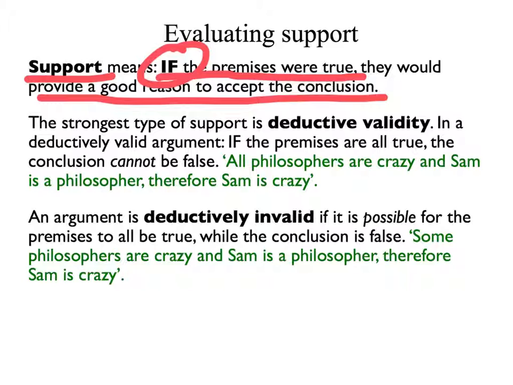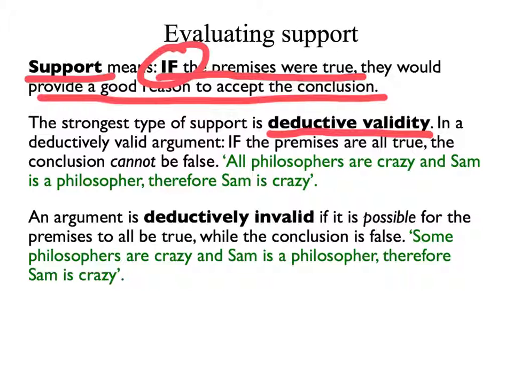Premises may or may not be true, they may or may not be acceptable, and that's why the condition of acceptability is an independent condition for an argument to be a successful one. One type of support that premises can give to a conclusion, not the only kind, but the strongest kind, is deductive validity. In a deductively valid argument, if the premises are all true, then the conclusion must be true. It can't be false. Here's an example.